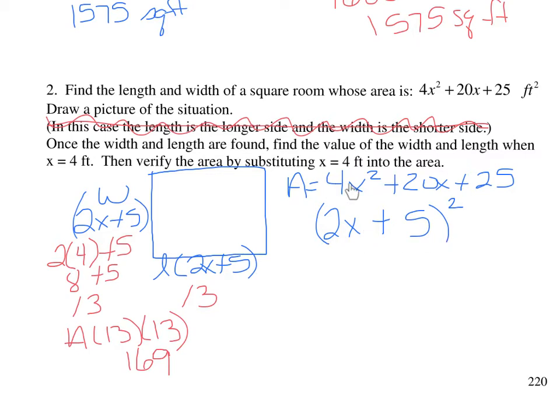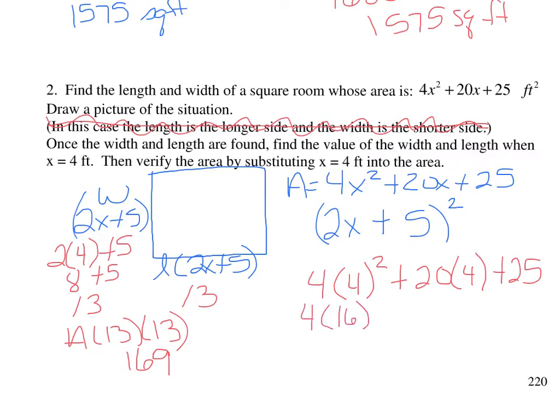Over here now, we're going to take the area expression and put x equals 4 into the area expression to verify that they come out to be the same. So 4 times 4 squared plus 20 times 4 plus 25. Don't forget, exponents first before multiply. So 4 squared is 16. So this will be 4 times 16 plus 20 times 4 plus 25.